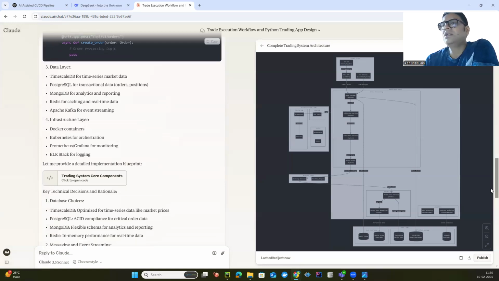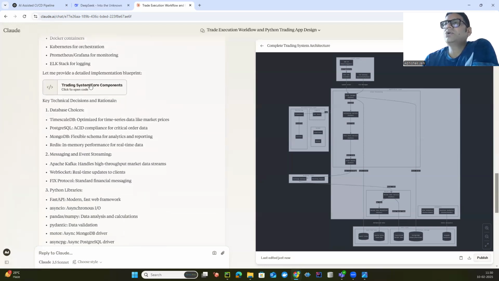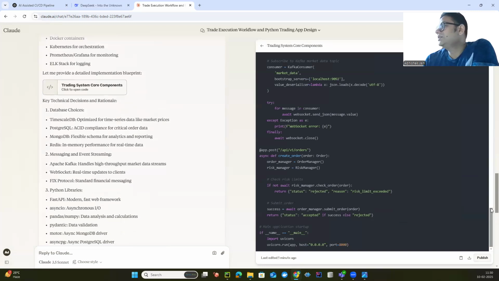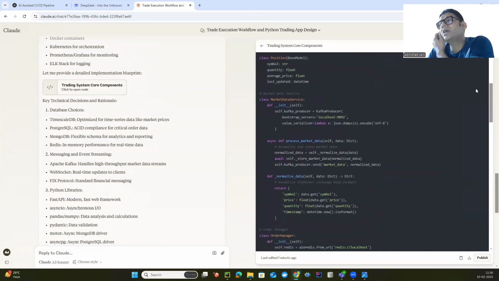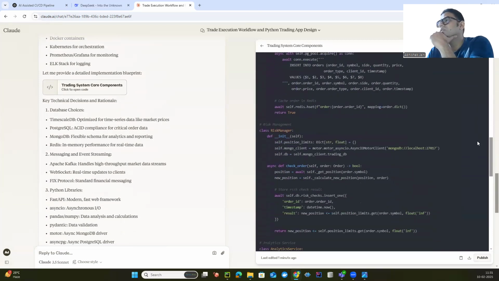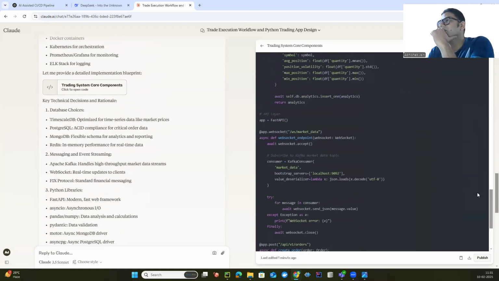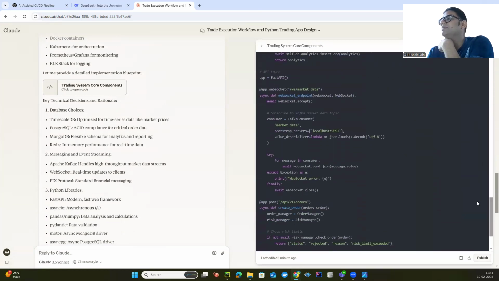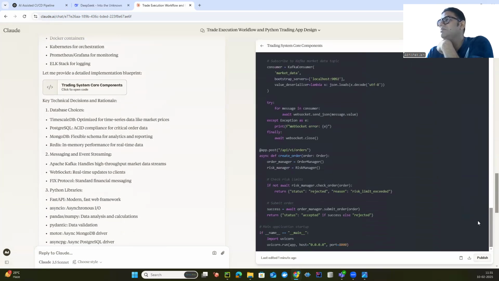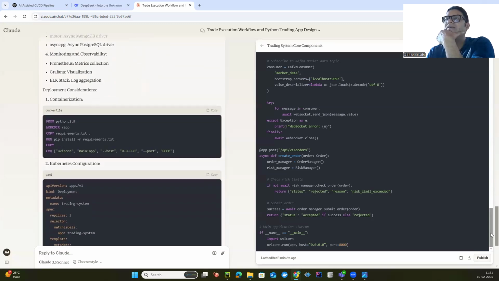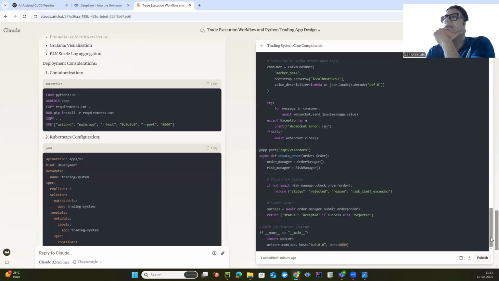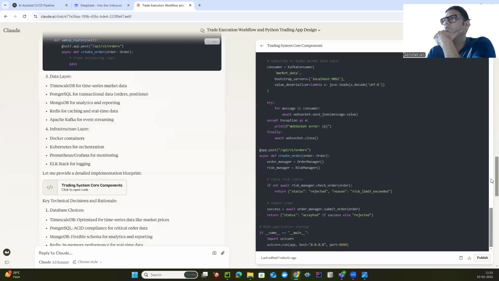That also makes sense. Now, trading system core components, as I mentioned, we can see some Python code here. If we walk through, we have the order class, position, market data service, order manager, risk manager, analytics service, and WebSockets. We can design a WebSocket here. Okay, that looks good. Then we have some API requests as well. Awesome. So in my opinion, this pretty much looks good, right?